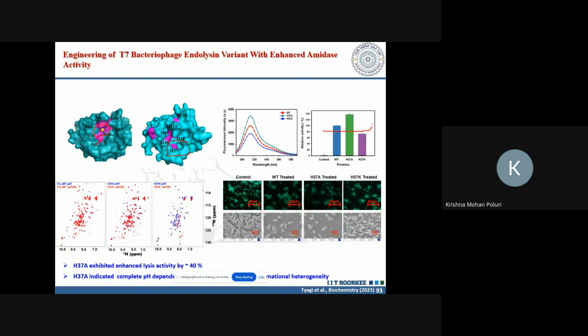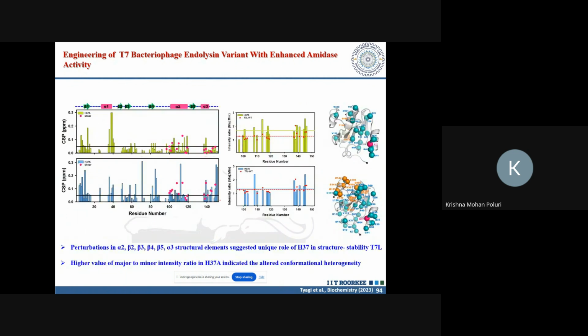If you see this one, if you knock out the histidine at that place, you have almost a 30 to 40% increase in the activity. How is the activity increased? When you remove this one, as I told you, we have a minor conformation and a major conformation. The major conformation is essentially strengthened, whereas the minor conformation is weakened.